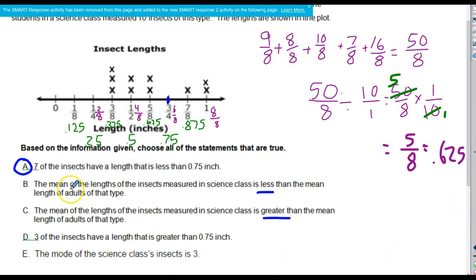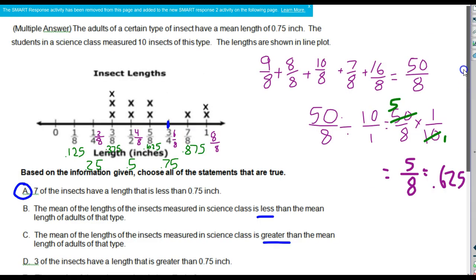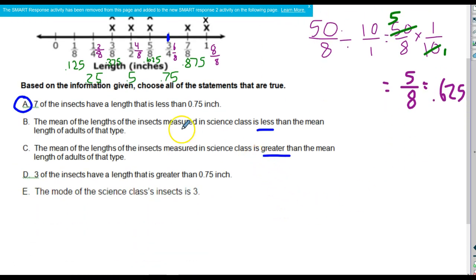Okay, so now let's look at it. It says the mean length of the insects measured in the science class is less than or greater than the mean of the average adult of that type. Let's go back to the question, because here it says the average adult of that type is 0.75. We got 0.625. So is our average greater than 0.75 or less than 0.75? Well, if I were making an inequality, I would have a chomping mouth going towards the 0.75, because that's bigger than 0.625. So that means my answer here is that our data is less than the mean average. So B is our answer and C is not.